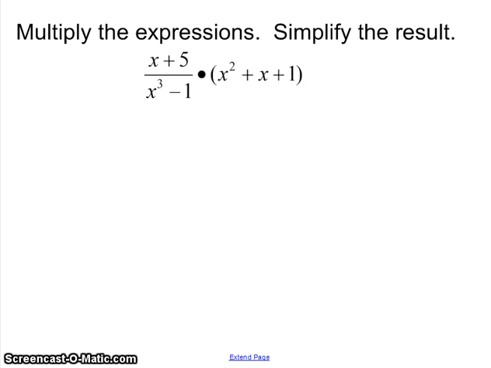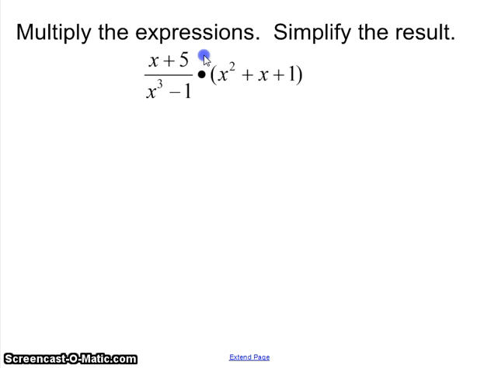Okay, so here I have a rational expression. This is rational because it's a fraction. And then I have just a plain polynomial. Well, any number is equal to itself over 1. So what we have to consider is that the second polynomial, x squared plus x plus 1, is the numerator, and the denominator is 1.